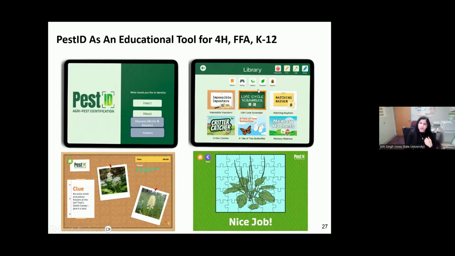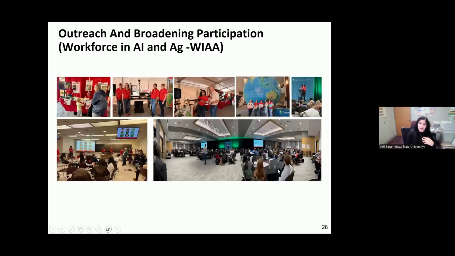Here you see a lot of games on insects: impossible imposters, life cycle scrambler, matching mayhem, critter catching, stories for kindergartners, a tale of 2 butterflies, and memory madness, where we are making kids memorize these different insect scientific names. Some games we have created for weeds, like toxic twins, identifying similar looking weeds, and also puzzles. So we are working on this area.